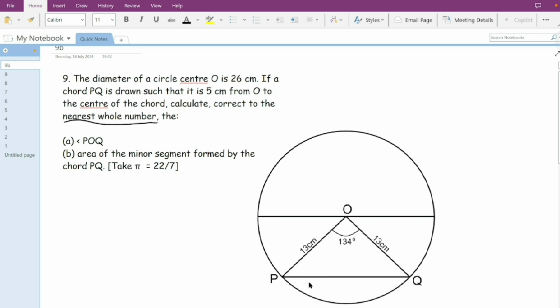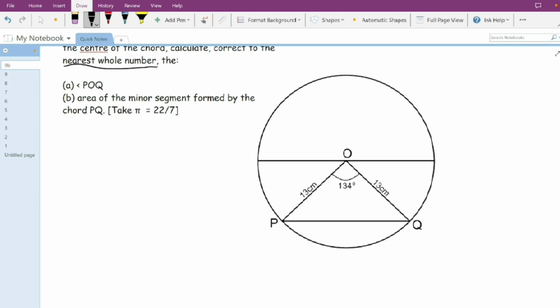Now we know this is a sector. This shape we have OP, taking the arc or the curve to Q back to O is a sector, and this is the minor segment. This part of the shape is the minor segment, and this is the major segment. Let us shade the minor segment. This is the minor segment.